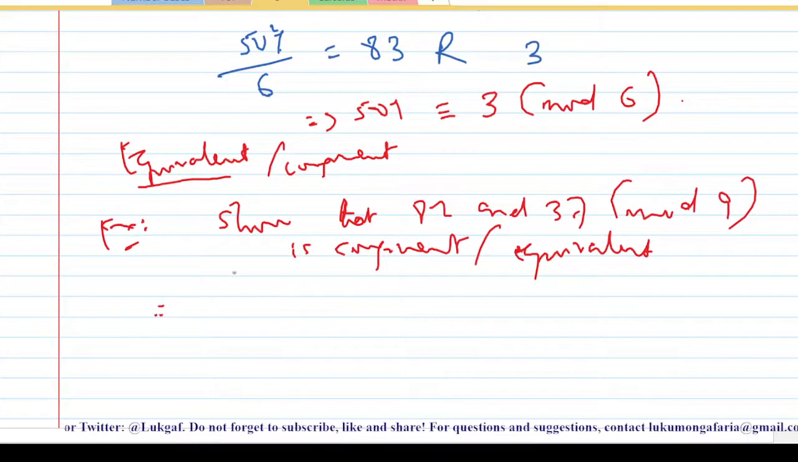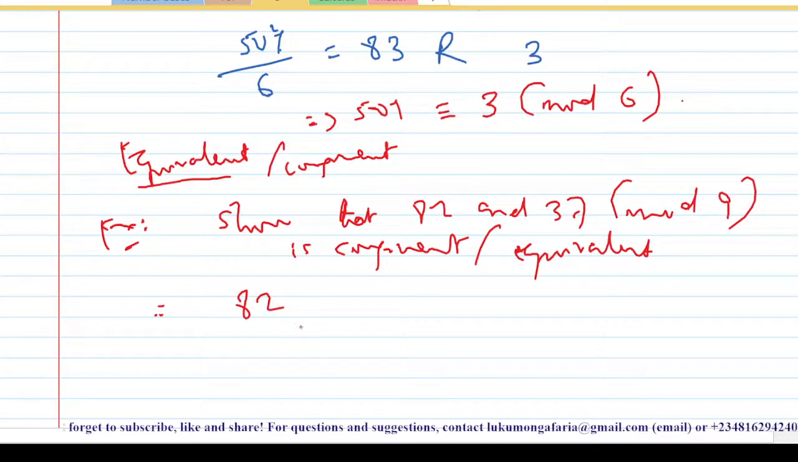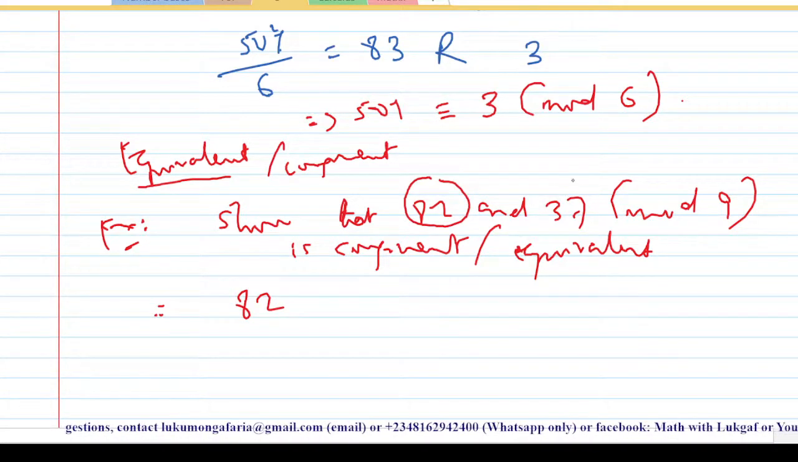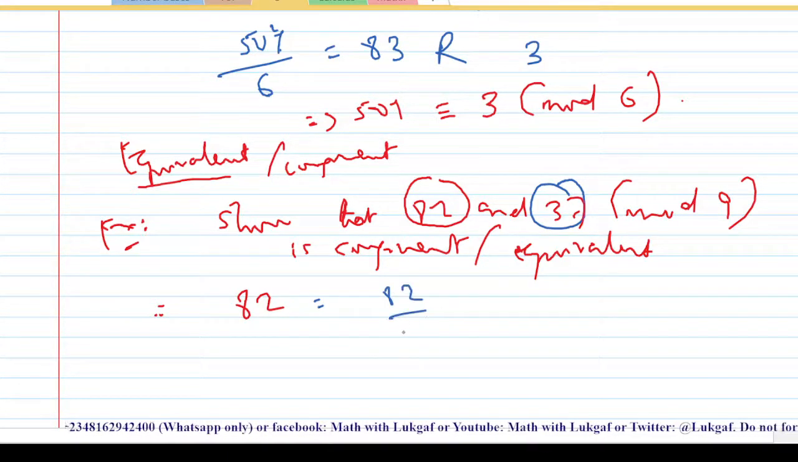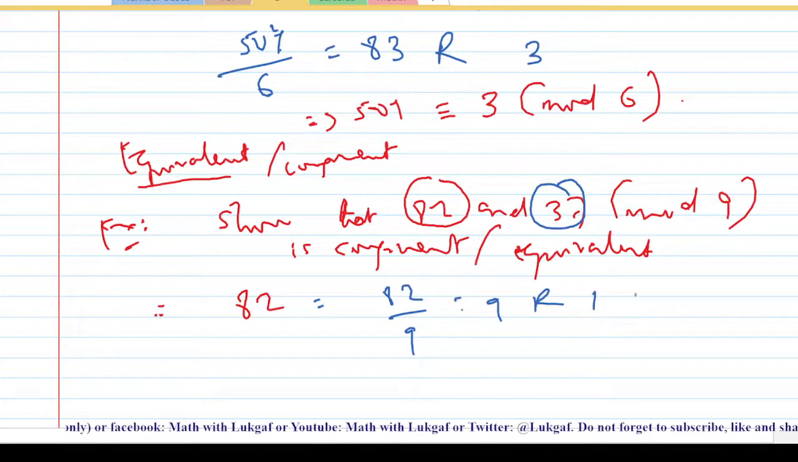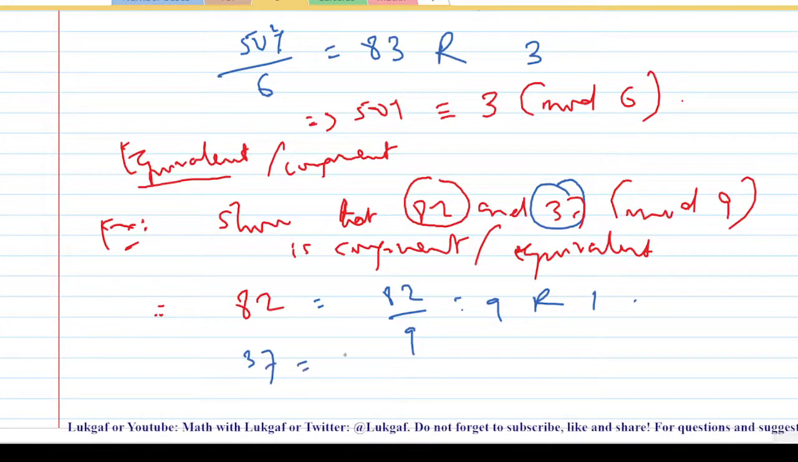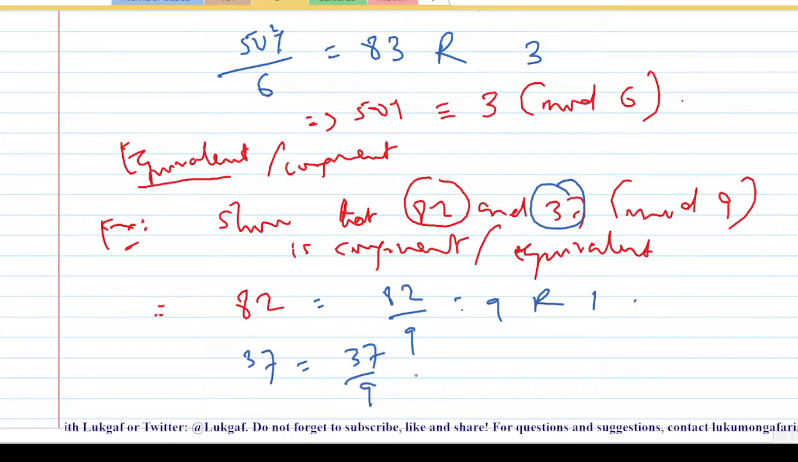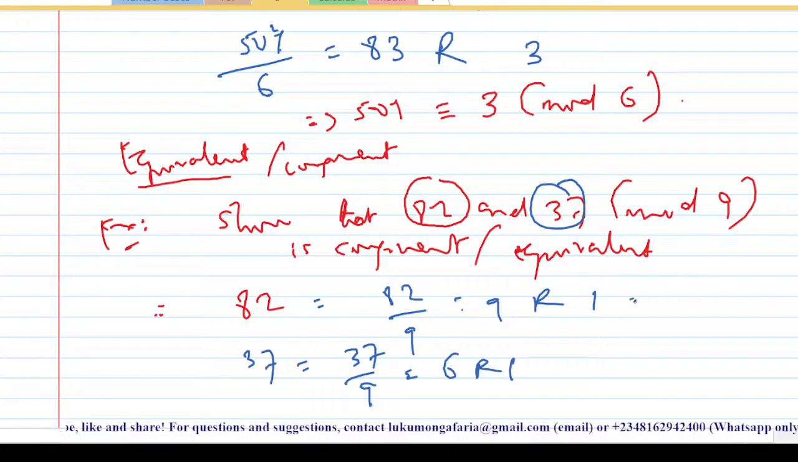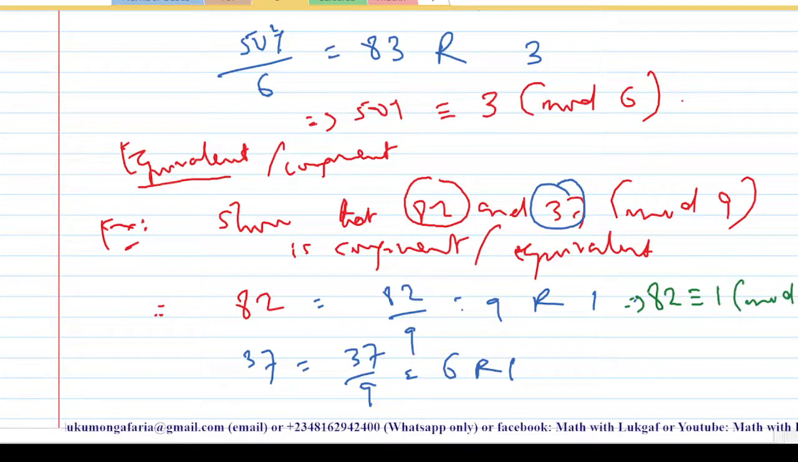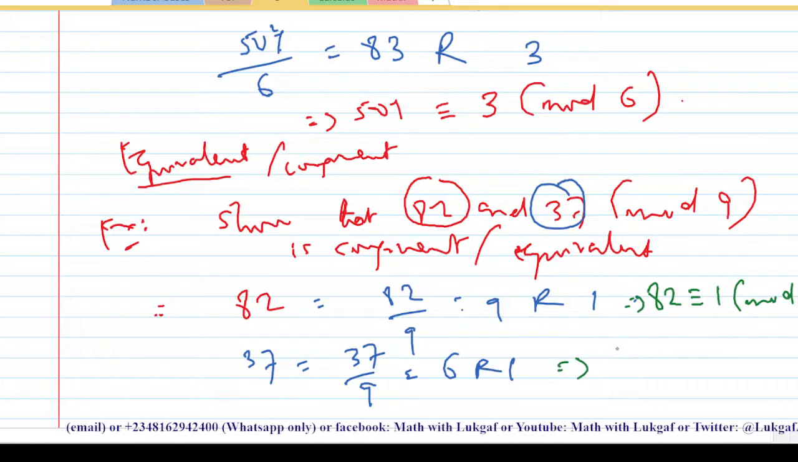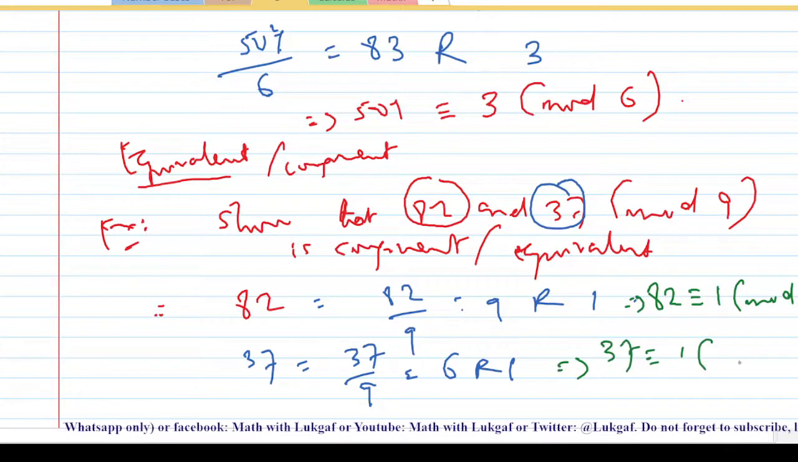So for you to do this, you take the numbers one by one, 82. When you simplify 82 in modulo 9 and 37 in modulo 9, you must have the same remainder. Let us do that. 82 divided by 9 is 9 remainder 1. Likewise for 37, 37 divided by 9 is 4 remainder 1. Then you can say here that 82 is congruent to 1 modulo 9, and 37 is also congruent to 1 in mod 9.